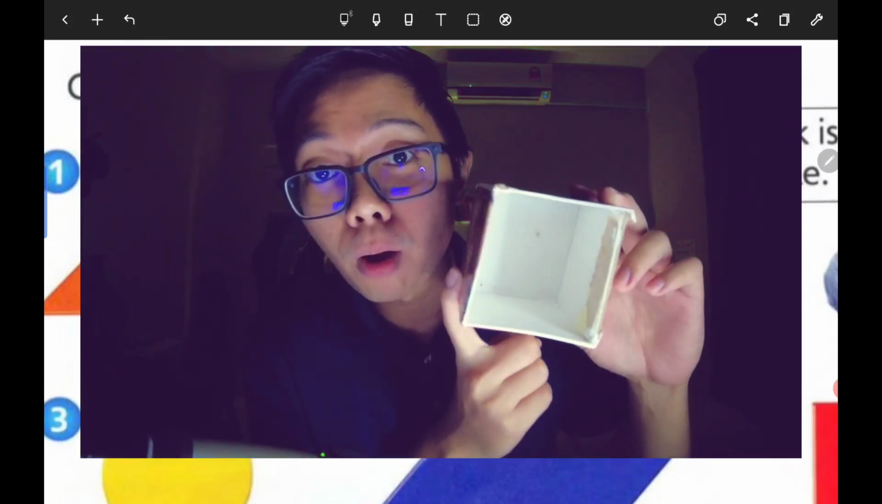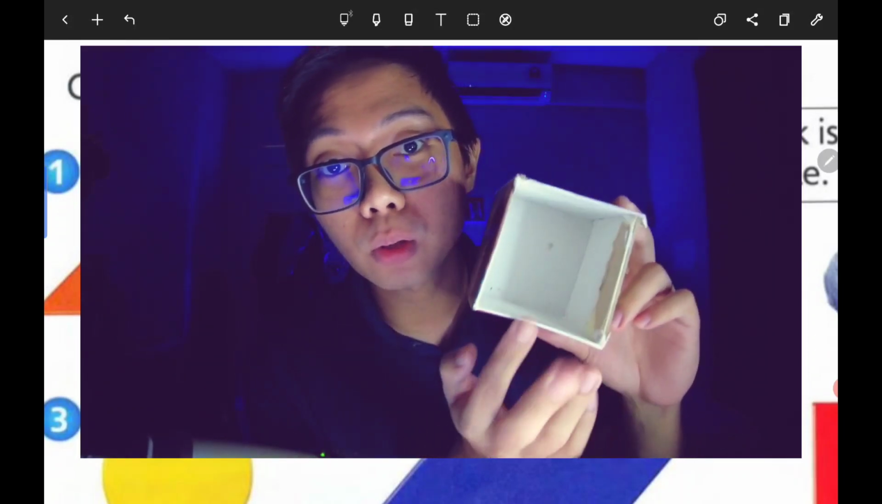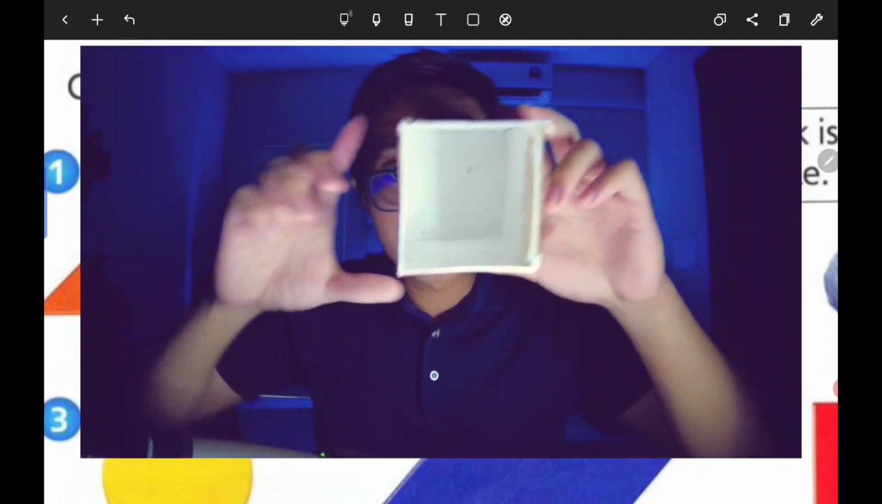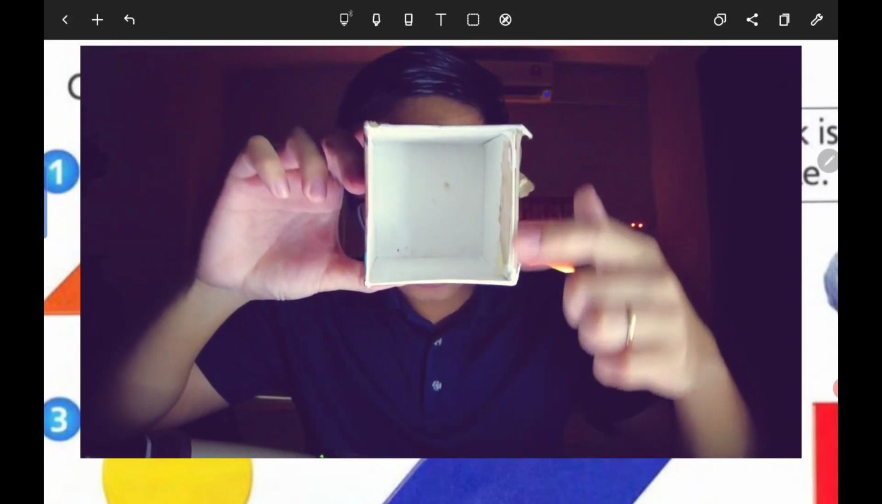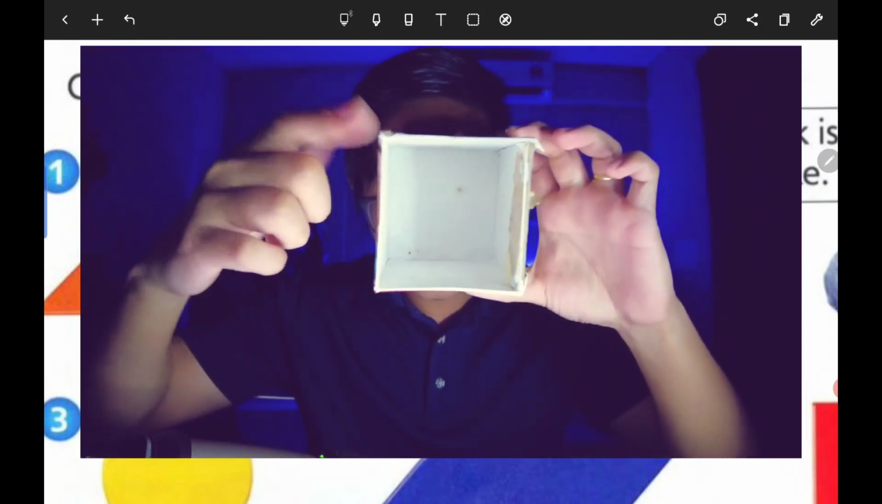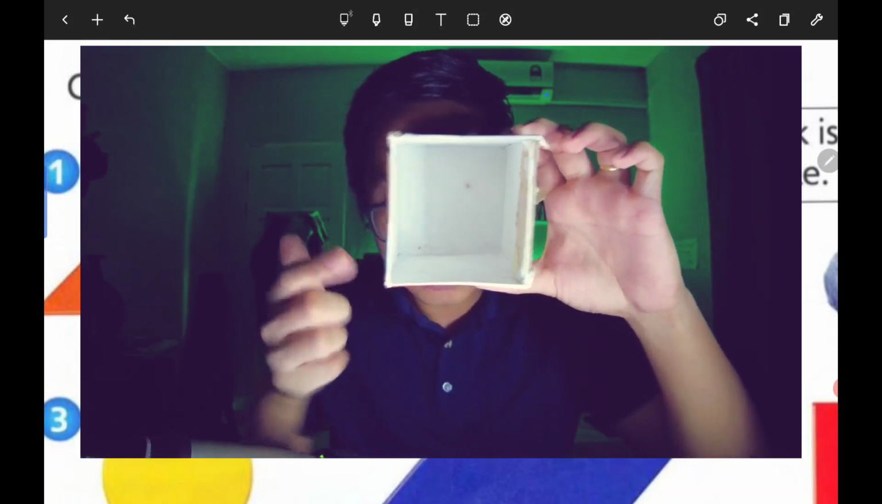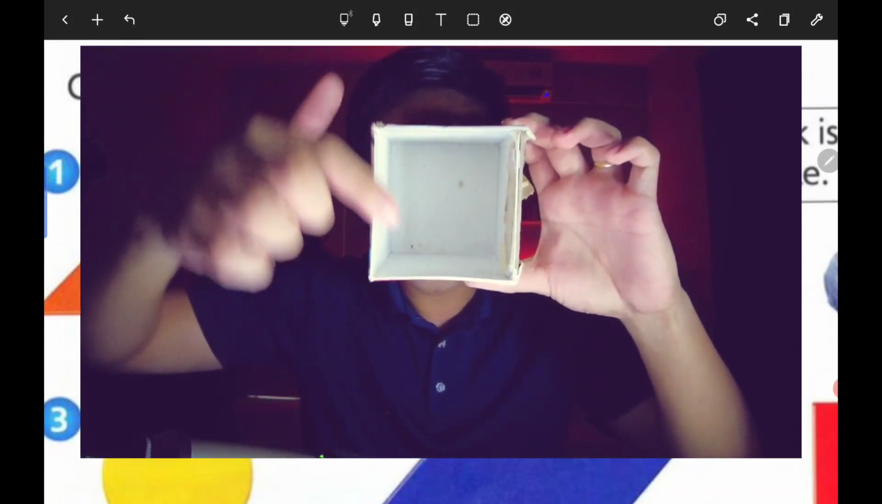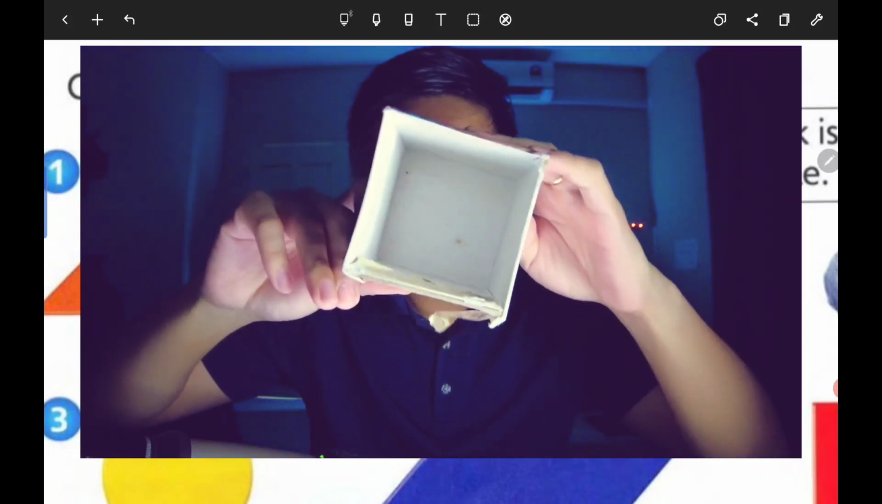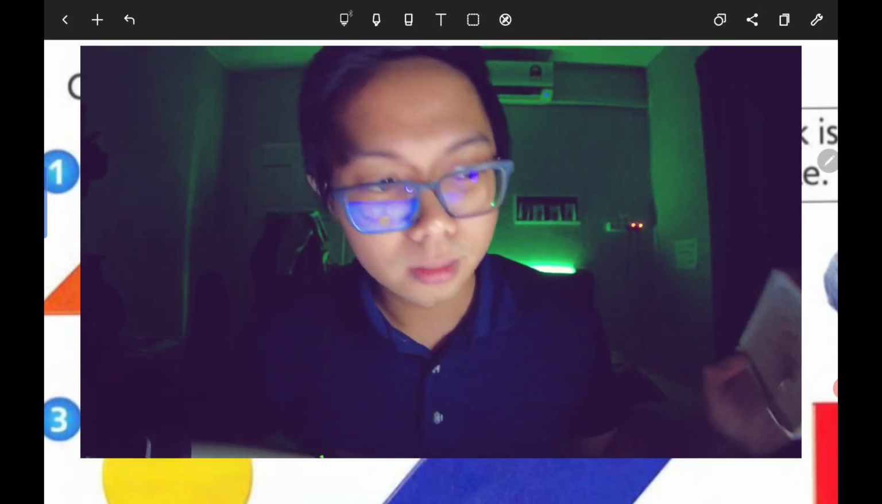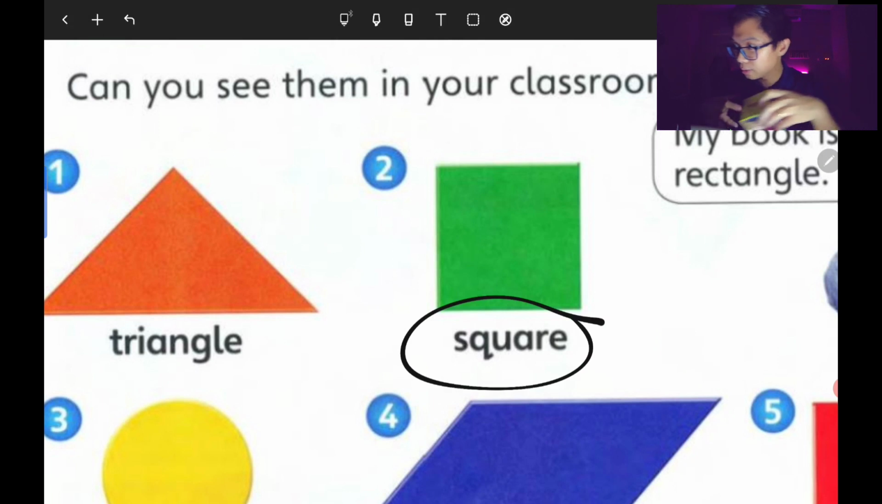It's my box, okay, present box, kotak hadiah. See, it has the same length. Sini sama dengan sini, semua sama ukuran, sama panjang, the same length. So this is the shape of square. Okay, so I hope you understand.